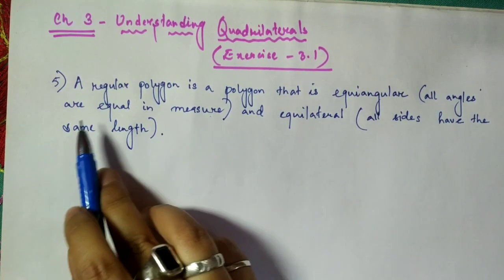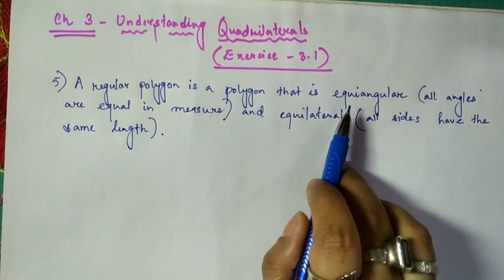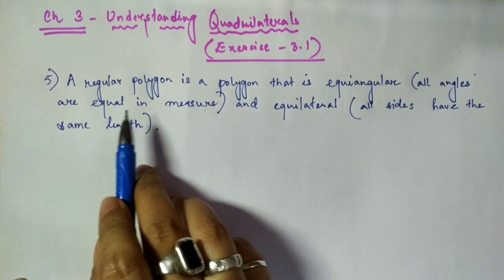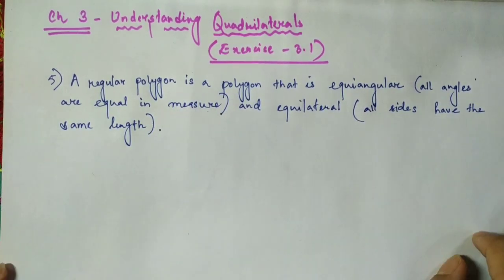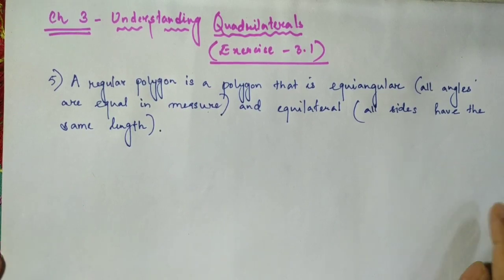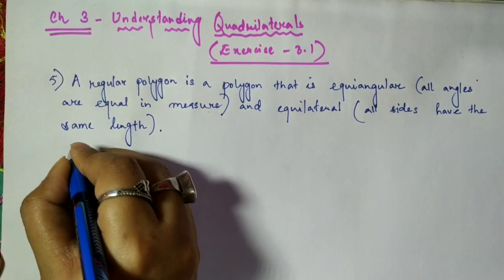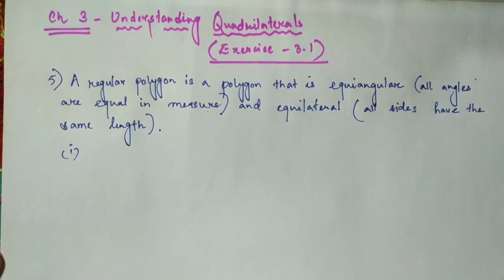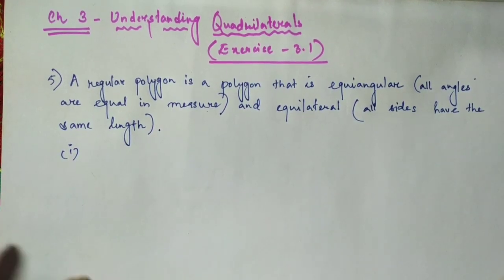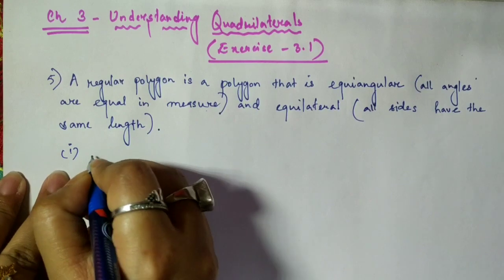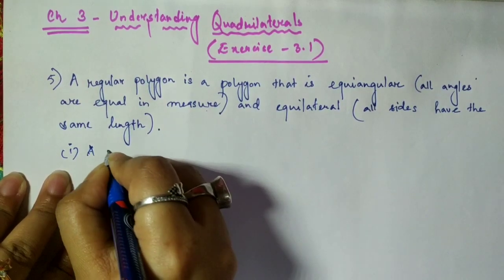A regular polygon is a polygon that is equiangular, that is all angles are of equal measure, and equilateral, that is all the sides have the same length. So you can write this as a definition for a regular polygon. For the second part, we have what is the name of the regular polygon which has 3 sides. So you have to please write in a full statement, that is very important actually.